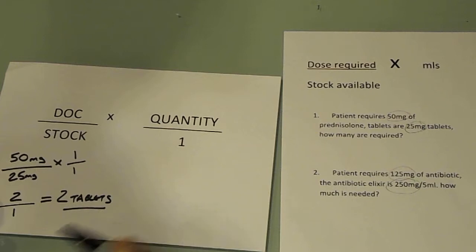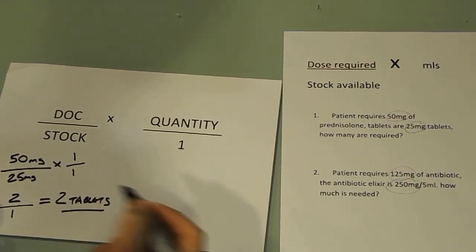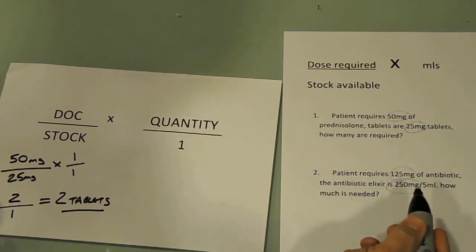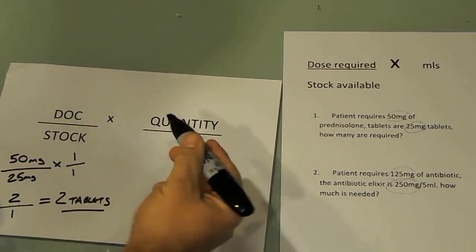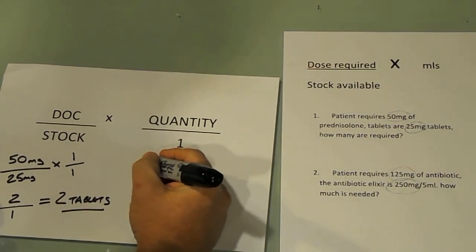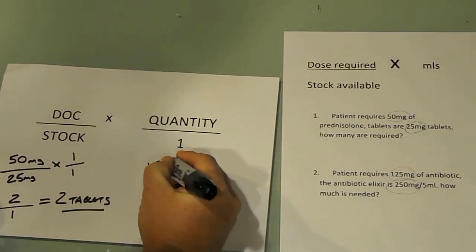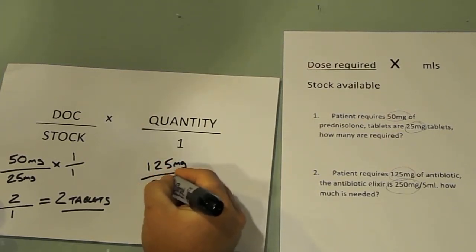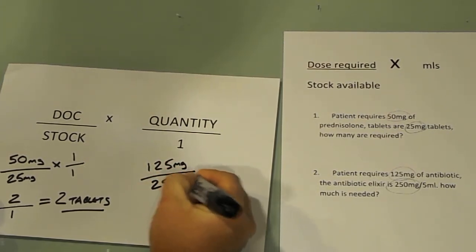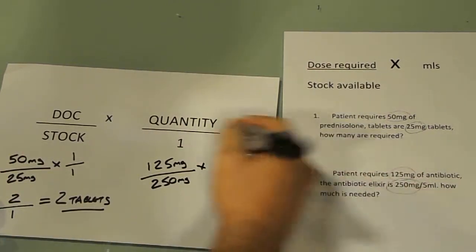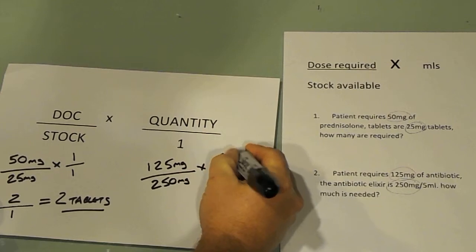Example 2. Patient requires 125 mg of an antibiotic. The antibiotic elixir is 250 mg by 5 mils. So we now have 3 values. So what the doctor ordered is 125 mg, over the stock we have, which is 250 mg, times the volume or the quantity that it's in, which is 5 milliliters.